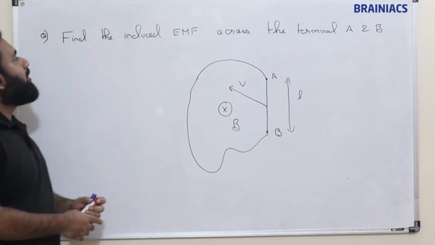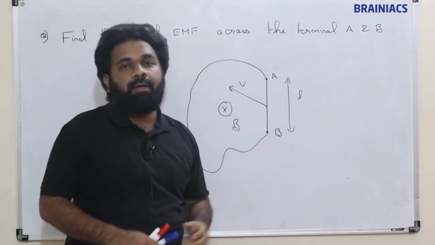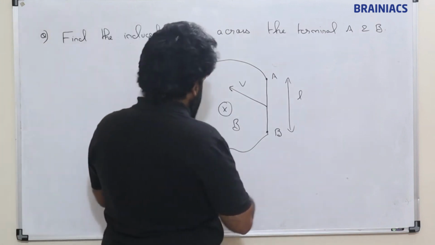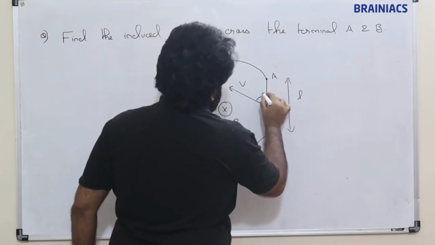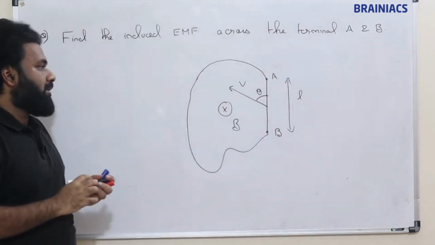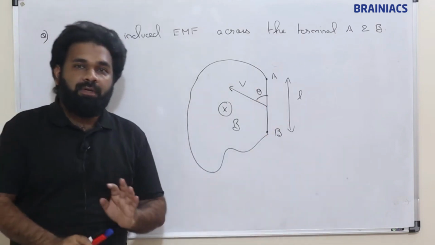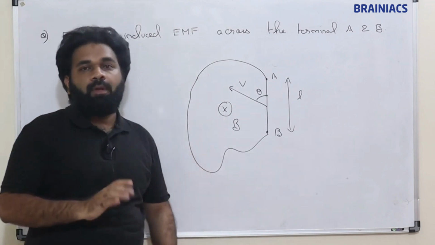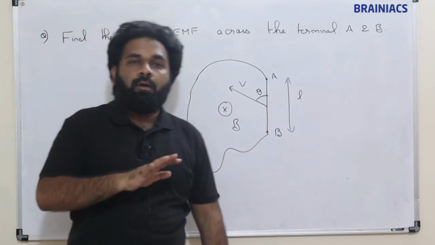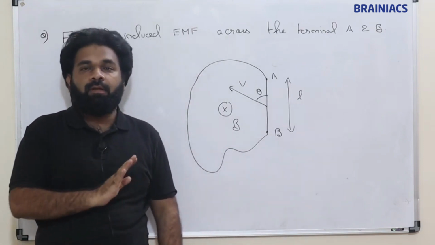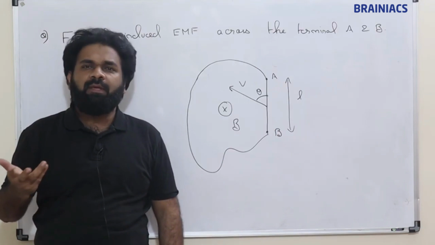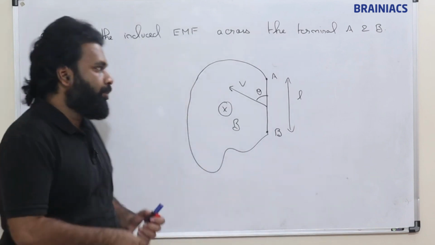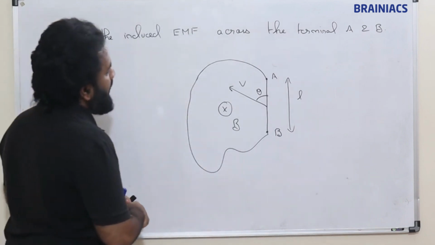So this is another question. Find the induced EMF across the terminal A and B. Okay, so here this theta is given, this angle is given as theta. Fine. So what is the induced EMF across the terminal A and B? Okay, pause the screen and try yourself. Okay, we haven't given any numerical values. So BVL sin theta, BVL cos theta, BVL by 2 sin theta by 2, something like that. Okay, so try it.